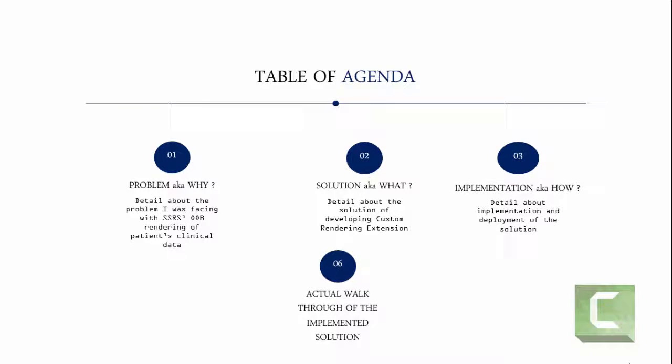First, I'm going to talk about the problem itself and define in a little more detail what the limitations were that we were facing, and what the possible solutions were. In the second step, I will describe the solution itself, what it entailed, and everything that came with it. Afterwards, I will touch upon implementation, that is, how I deployed the solution, and at the very end, we'll do a walkthrough of the implemented solution.